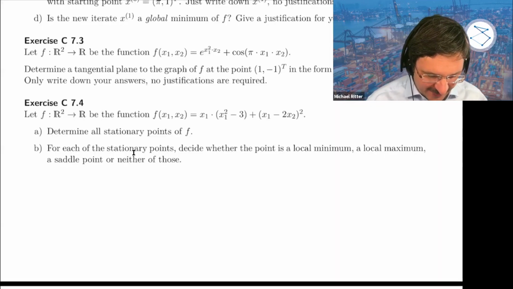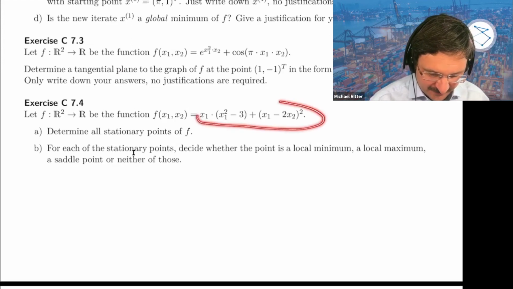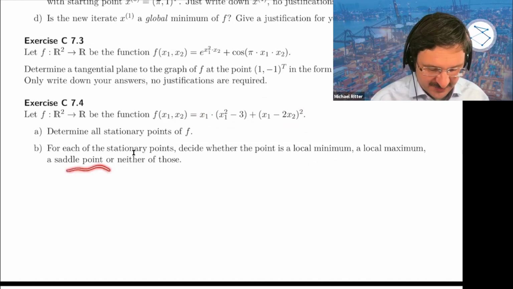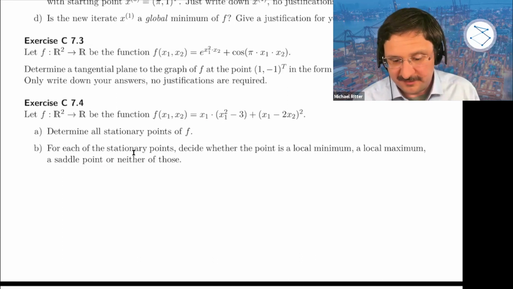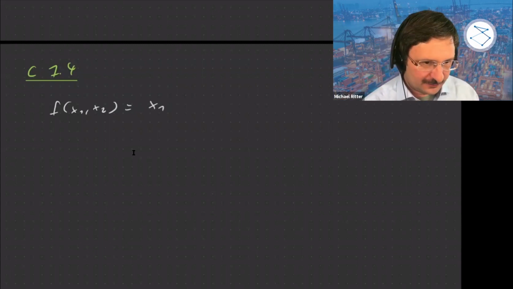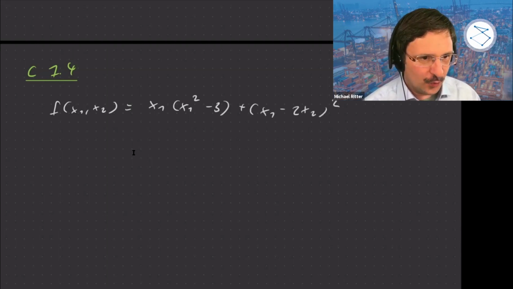So C74, again a function, and this time we're going to determine stationary points of that function here. And we're going to determine whether they are local minima, local maxima, saddle points, or maybe something completely different, whatever that would be. So our function f of x1, x2, that's again a polynomial: x1 times x1 squared minus 3 plus x1 minus 2x2 squared.